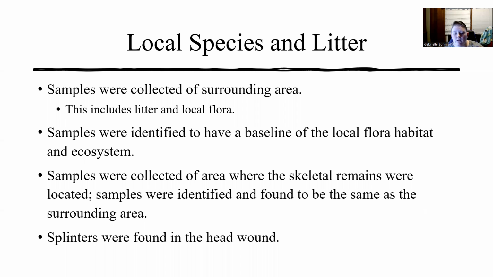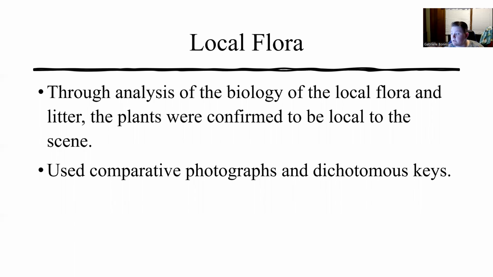And then these samples of the surrounding area were identified using dichotomous keys and comparison photographs. And then the same was done for the samples that were collected around the body. She was found to have been there when she died, hadn't hardly been moved. This was also evidenced in damage that was done to the bones by the growth of the flora. And then some splinters were found in a head wound, which was believed to be this individual's cause of death. The local flora was analyzed using dichotomous keys with comparative photographs, and it was confirmed that she hadn't hardly been moved.